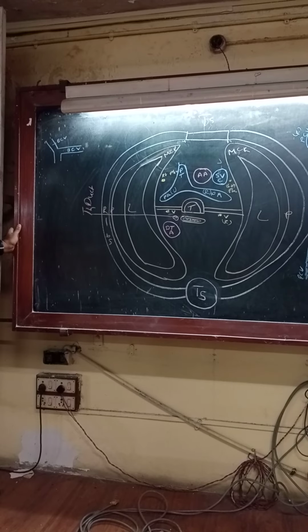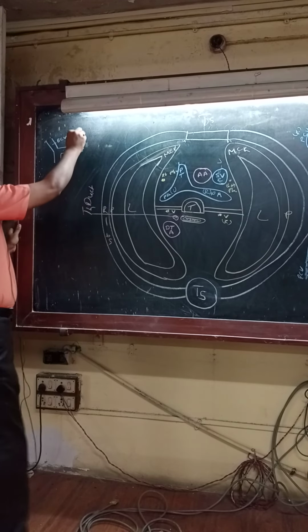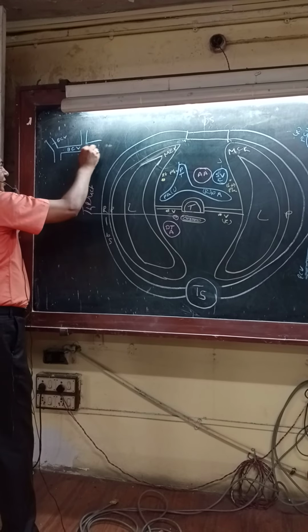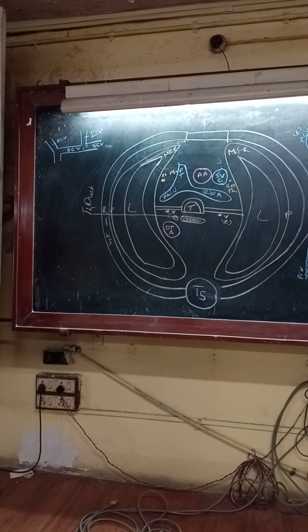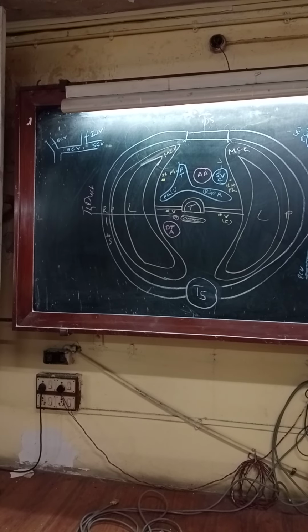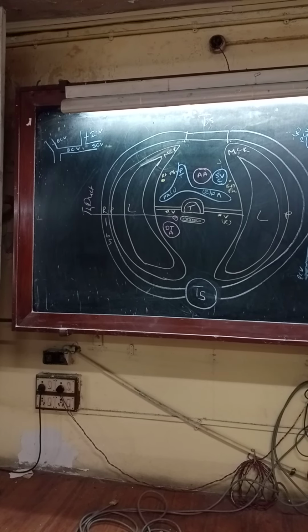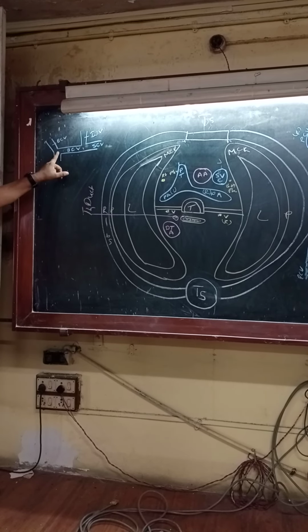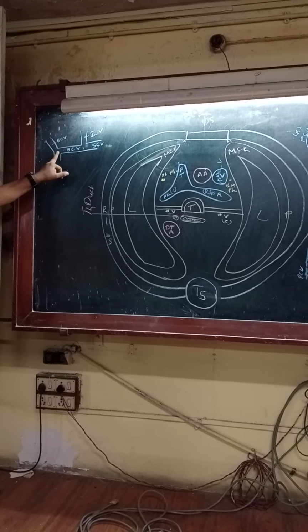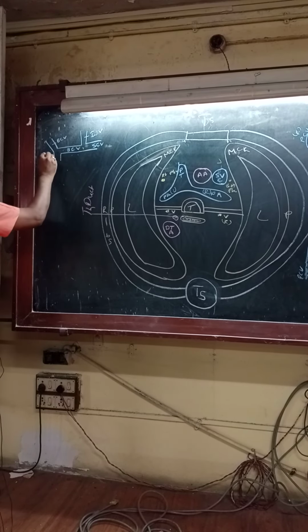Brachiocephalic veins are formed by the union of internal jugular vein and subclavian vein. They are formed behind the medial end of the clavicle. Brachiocephalic veins are formed behind the medial end of clavicle. They unite with each other at the first costal cartilage, behind the first costal cartilage.